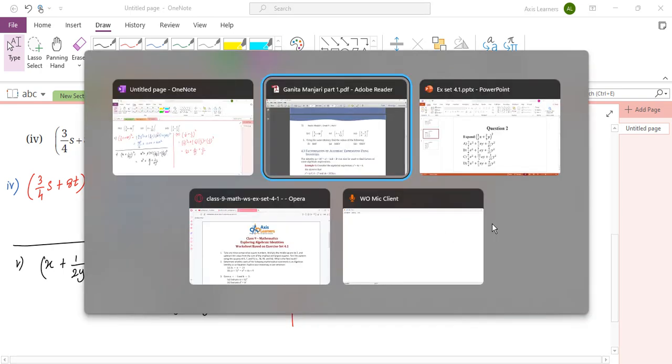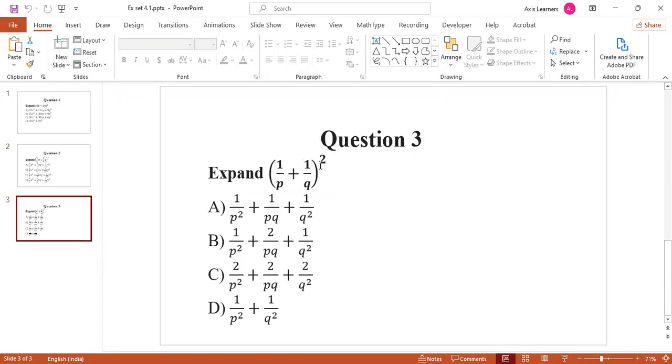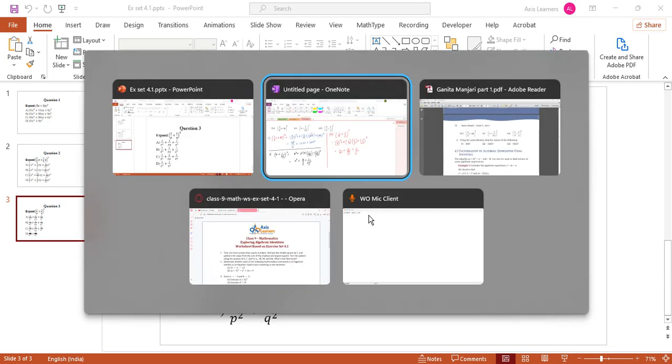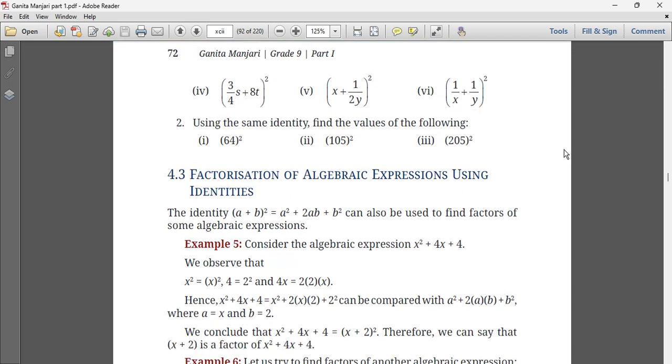Now this time, third question: (1 by p plus 1 by q) the whole square. What will be the answer? It is very simple. Only the variables are different. Give your correct answer. We will move on to the second question. We completed all questions in the first.